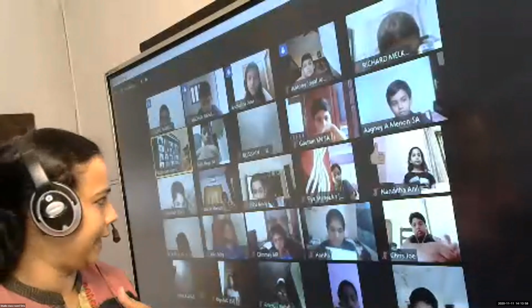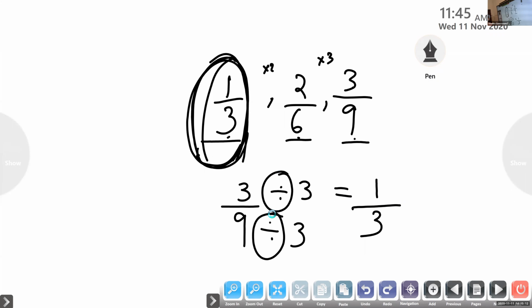I can get the lowest term only by division. I cannot multiply. Multiply means it will become big numbers. By which number? Devak? 3. Divide by 3, the same number. So what is 3 divided by 3? 1. What about 9 divided by 3? 3. Very good. So children, you can make a fraction in its lowest form by division. This is the first method we are going to use to find the fraction in its lowest term.